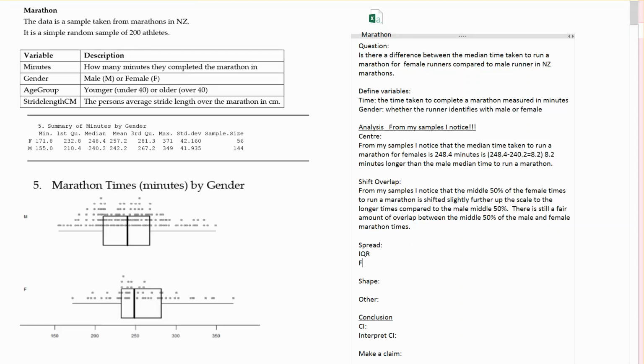So the IQR of the females, put that here, female, that's quarter 3 minus quarter 1, so 281.3 minus 232.8. And the range for the females is going to be 371 minus 171.8. IQR for the males.